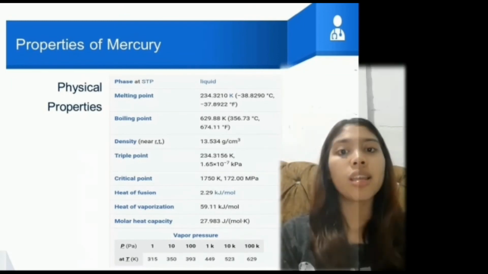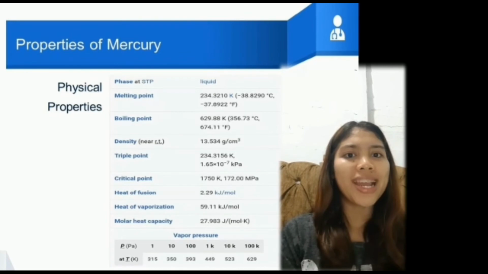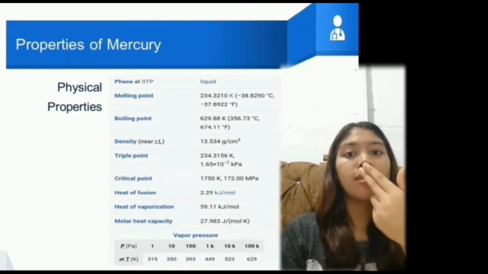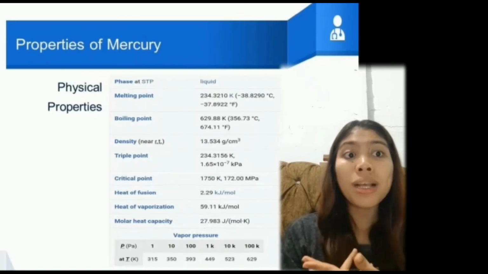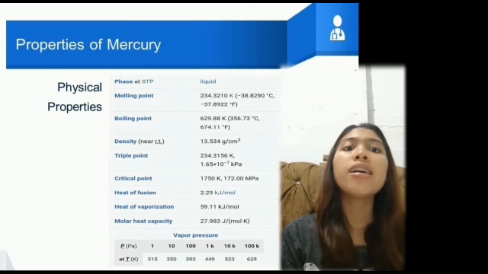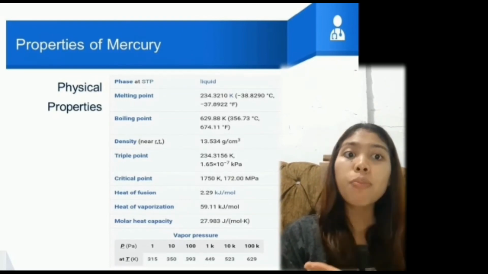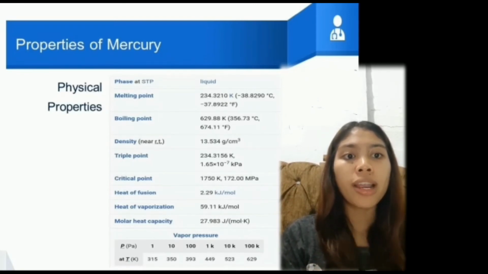This slide contains the properties of mercury. The phase of mercury is liquid. Next, there is a melting point, a boiling point, a density atau massa jenis 13,534 gram per centimeter pangkat 3, the triple point, the critical point, the heat of fusion, heat of vaporization, and molar heat capacity.